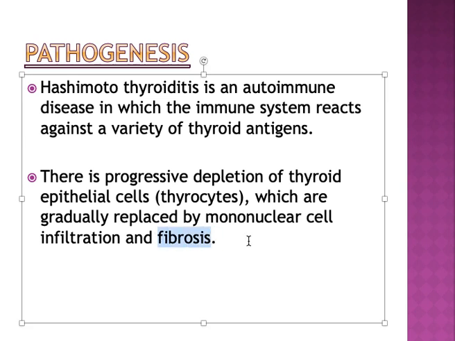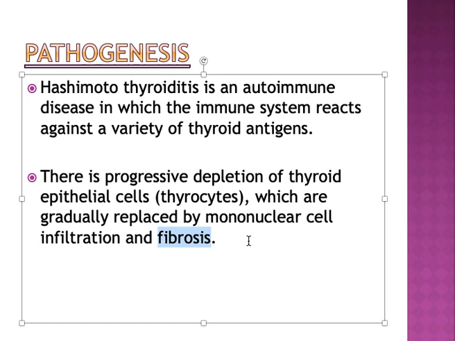By our knowledge, we know what cirrhosis is. Cirrhosis is the fibrosis of the liver. As well as in respiratory conditions, we already have gone through the condition called interstitial lung disease, in which there is fibrosis in the lung. So whenever there is chronic inflammation going on in the thyroid, it is going to give fibrosis.